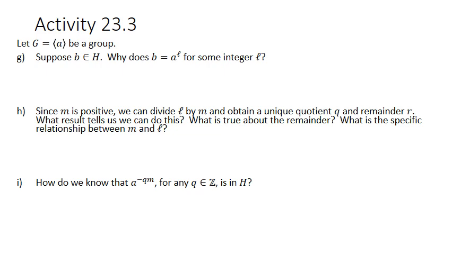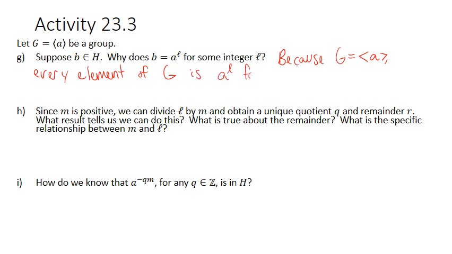Okay, so let's continue. Suppose that b is in H, so b is just some random element of H. Why does b have to equal a to the L for some integer L? Hopefully you understand this one. This is because G is generated by a. So because G equals angle bracket a, every element of G is a to the L for some integer L, and of course elements of H are also elements of G.